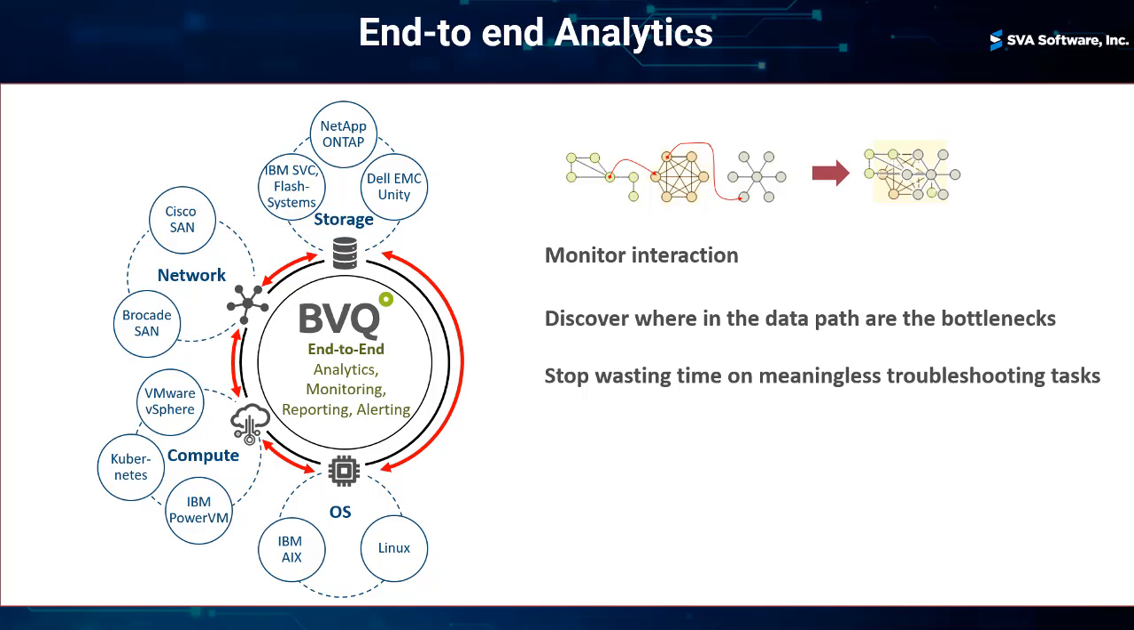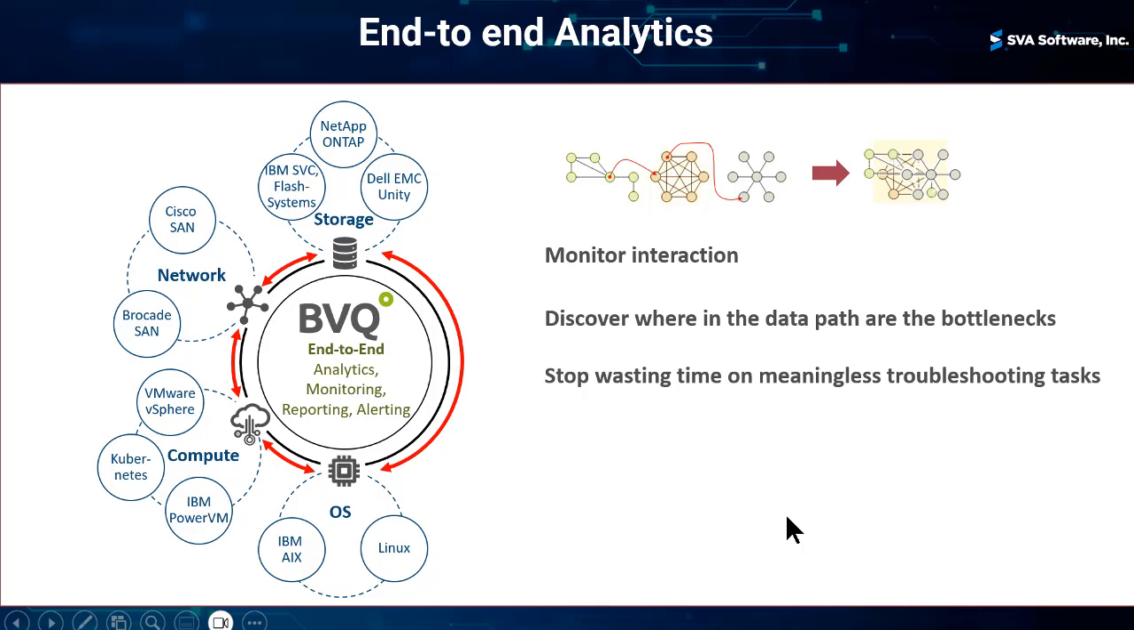To give you a quick overview of the BVQ solution, it's an end-to-end analytics solution that also provides reporting and alerting. It supports many platforms. At the OS level, it supports IBM AIX and Linux. At the compute level, it also supports VMware and Kubernetes. On the SAN side, it supports Cisco and Brocade switches, and also NetApp ONTAP storage and Dell EMC Unity.